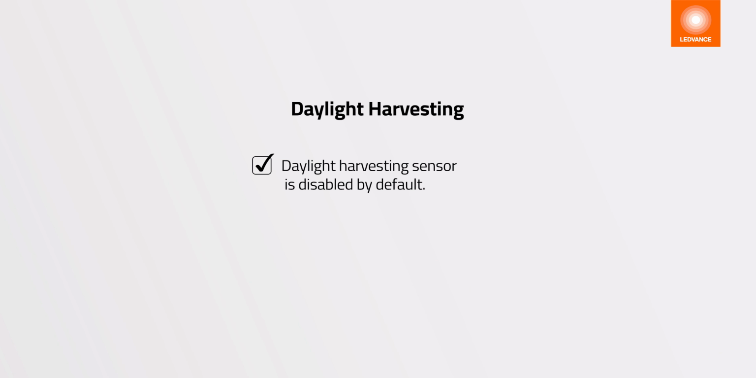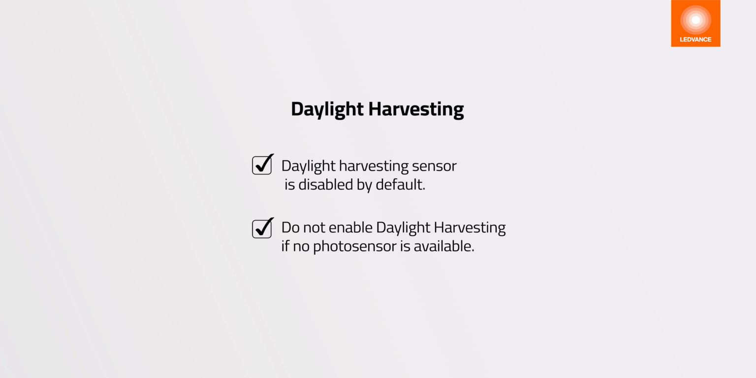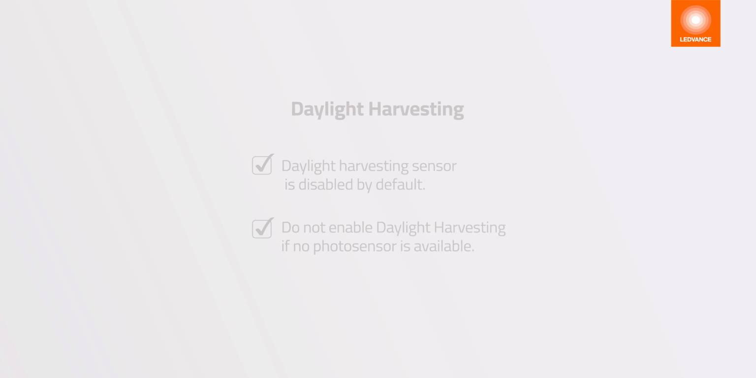It's worth noting that the daylight harvesting sensing function is disabled by default. We'll shortly be looking at how to enable it and how to set thresholds, both manually and automatically with auto calibration. Do not enable daylight harvesting if no photosensor is installed or connected. Otherwise, it may keep dimming randomly because the light cannot detect the correct ambient light level.